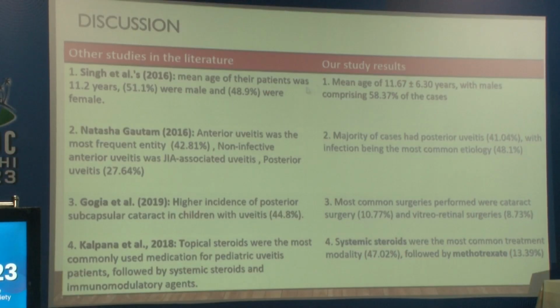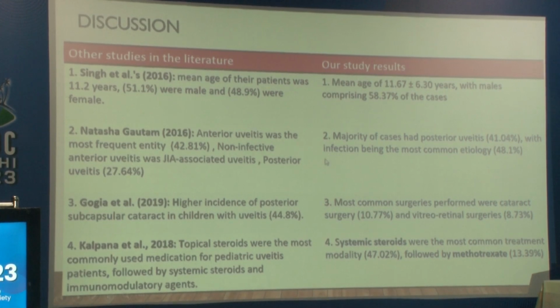When we compare with other studies, the age group was similar, comparable, to our study. The majority of our study has posterior uveitis, whereas anterior uveitis has been reported in other northern groups of population. Cataract surgery was performed in our study and the other study also, and the complication was cataract in their study also, and everyone started with topical steroid in their treatment.